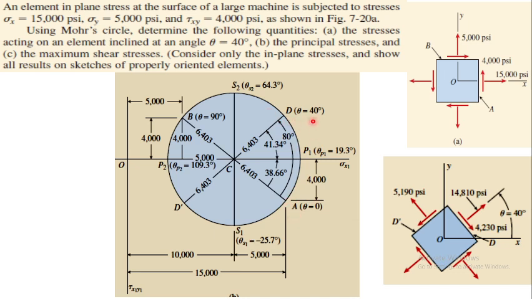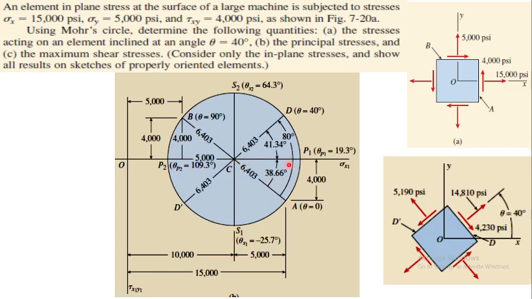At this point, the actual angle is 80, but this is showing the condition of the element. So this is theta equals 40 for the element, and this is for the Mohr stress circle. Now you know this angle is 80 degrees. Now if you want, you can also calculate this angle and this angle.